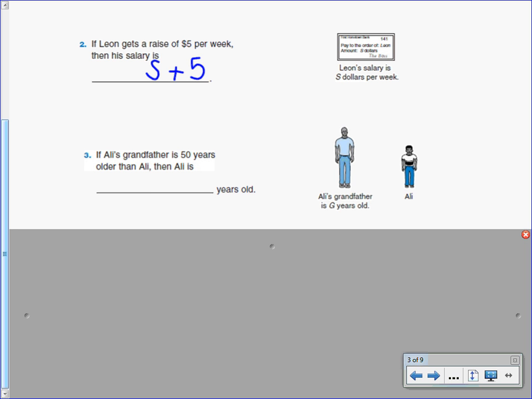Okay. If Ollie's grandfather is 50 years older than him, what's a number sentence we could use to figure out how old Ollie is? Okay, and it gives us our variable as what? G. So I know I'm going to have G in there, G years old. What could I do to G, or how old his grandfather is, to figure out how old he is? Okay, Danny, what do you think? Minus 50.